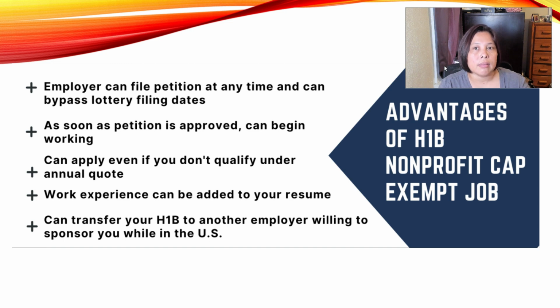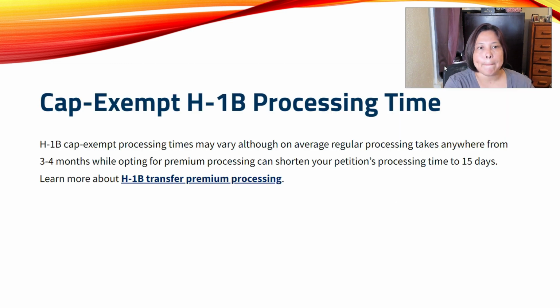while in the US. So what is the processing time? The cap-exempt H1B processing time is a lot faster. It may vary. On average, regular processing takes anywhere between 3 to 4 months, while opting for premium processing can shorten your petition's processing to 15 days.